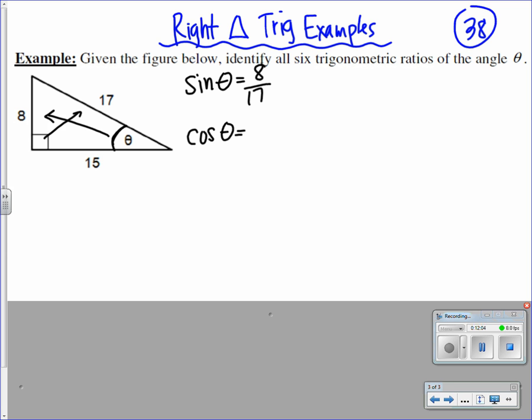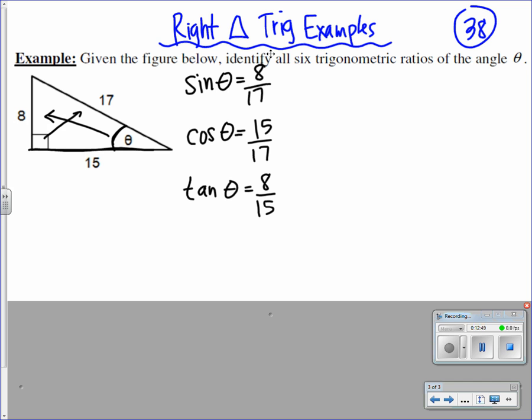Then we do cosine of theta. And so SOHCAHTOA, so cosine is adjacent over hypotenuse. So what is the side adjacent or next to theta that's not the hypotenuse? 15, right? So then it will be 15 over the hypotenuse is 17. And the tangent of theta is the opposite, because SOHCAHTOA, so it'll be opposite over adjacent. So opposite is 8 over adjacent is the 15. So 8 over 15. If you can reduce the fractions, obviously do so, but we cannot.